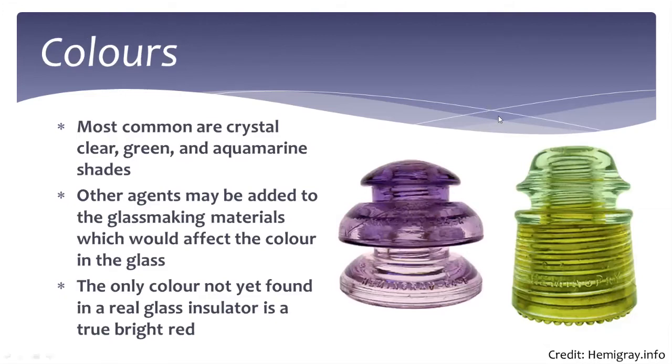In terms of colors, the most common are crystal clear, greens, and aquamarine shades. That's just because in glass making, the ingredients used to make glass will produce most often clear, green, and blue type shades. If other elements or agents are added to the glass making materials, then you're going to produce different types of colored effects. So if you add magnesium to the glass, you will produce more purple style of colors. Selenium will produce more yellow colors.